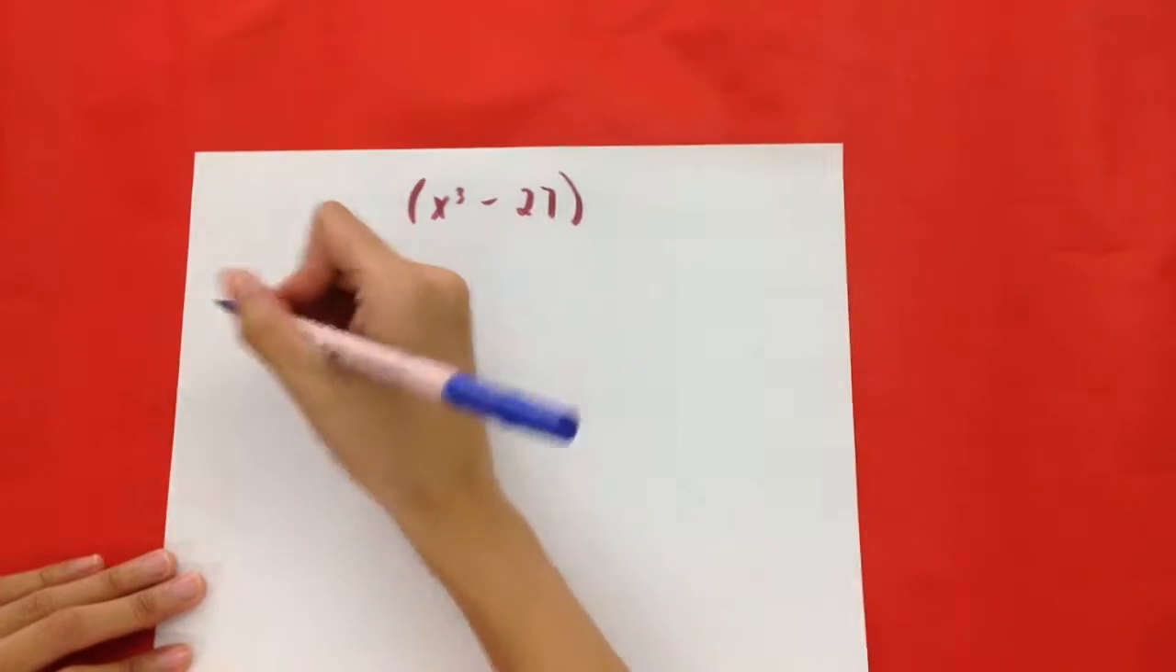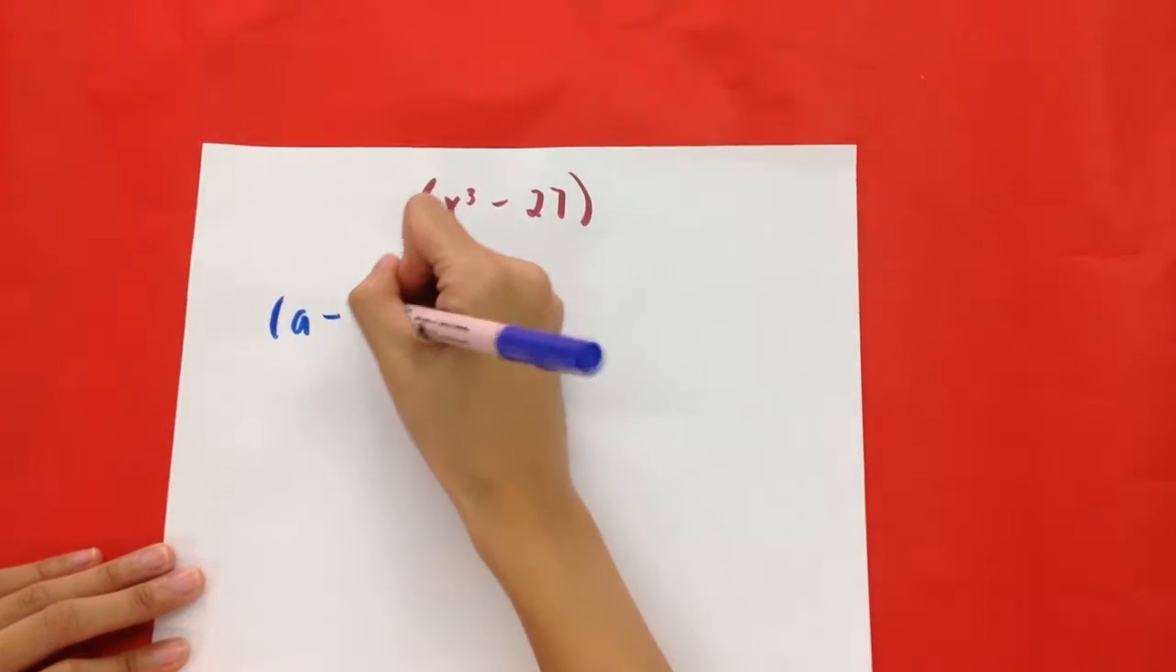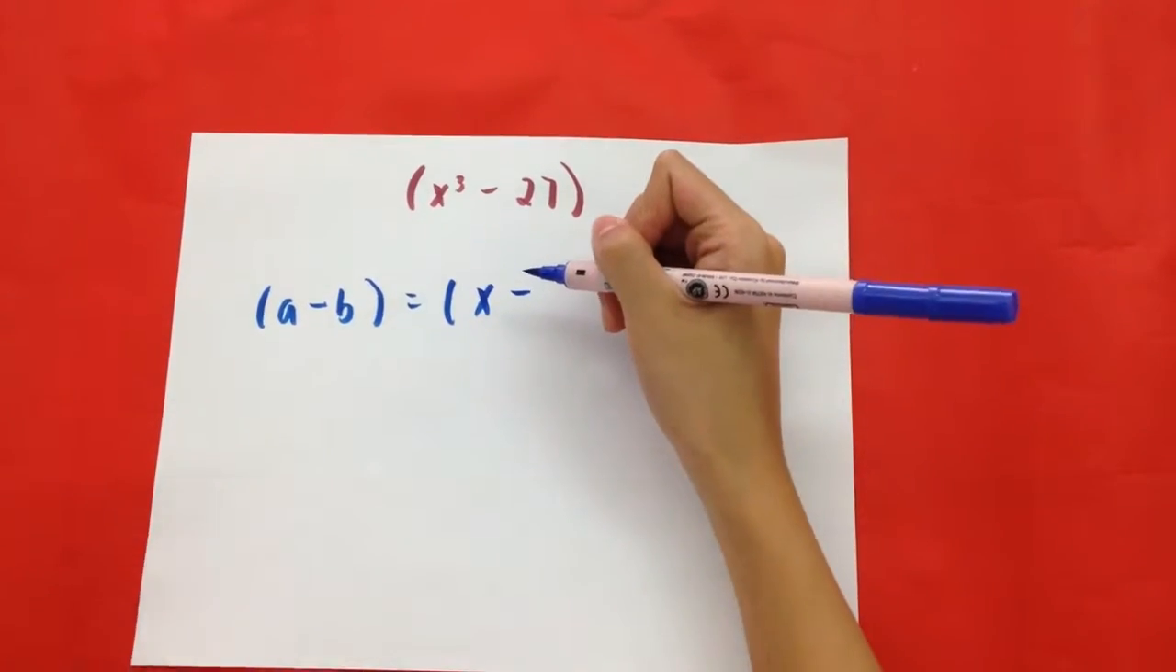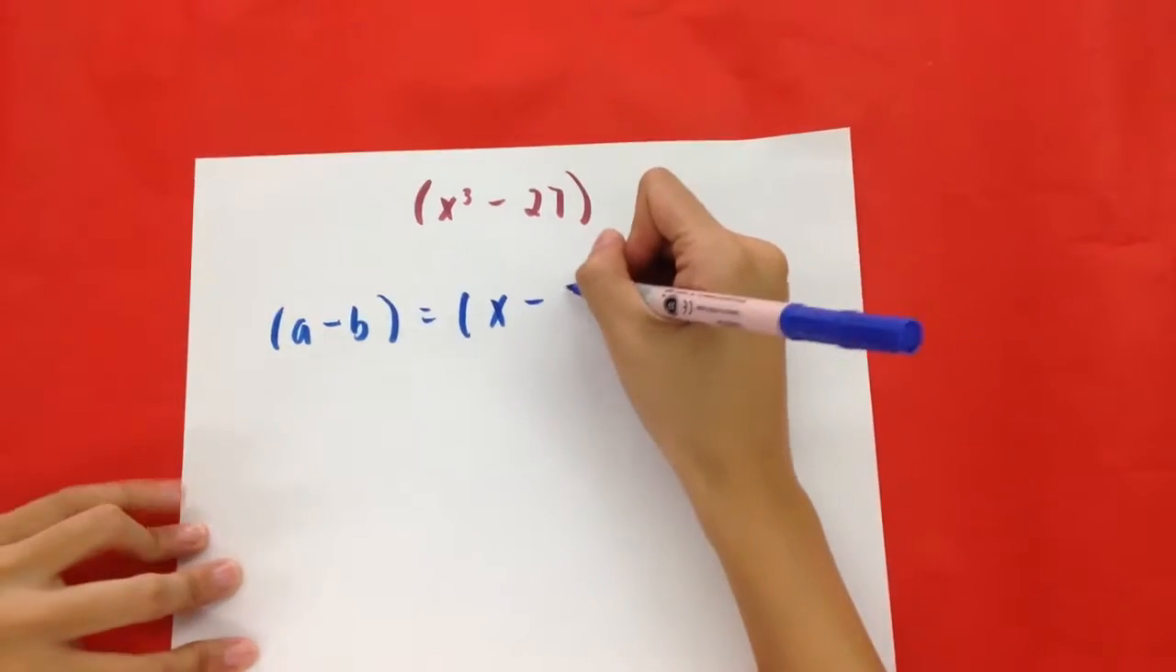For example, we're given the expression x cubed minus 27. Like I said earlier, the first step that we must do is get the cube root of a and b. So the first parenthesis, which is a minus b, we now have x minus 3.